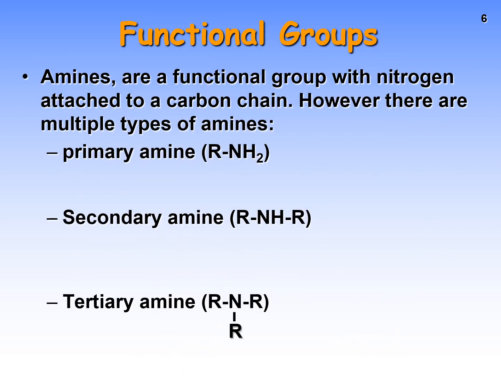Now, there are technically two more groups of functional groups that we have not covered, and they involve nitrogen. The first of them is known as an amine. An amine is a functional group where we have a nitrogen attached or bonded to the carbon chain. However, there are technically three different types of amines. We have a primary amine, a secondary amine, and a tertiary amine. And really all these just vary with how many carbons are attached to the nitrogen.